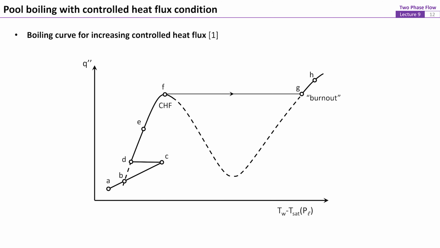Another significant difference is that once the system reaches critical heat flux, further increase in heat flux leads to a sudden jump from point F to G on this figure. This means the temperature of the solid surface increases suddenly to a point that exceeds the melting temperature of most materials. Therefore, this point is often referred to as the burnout point.